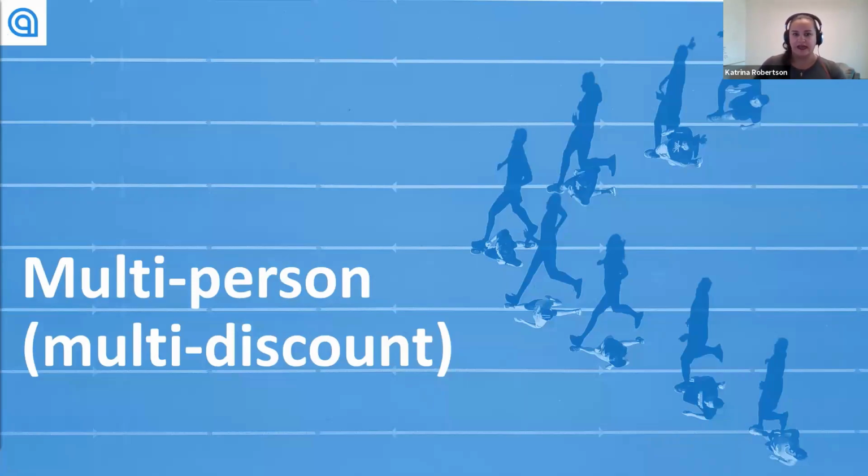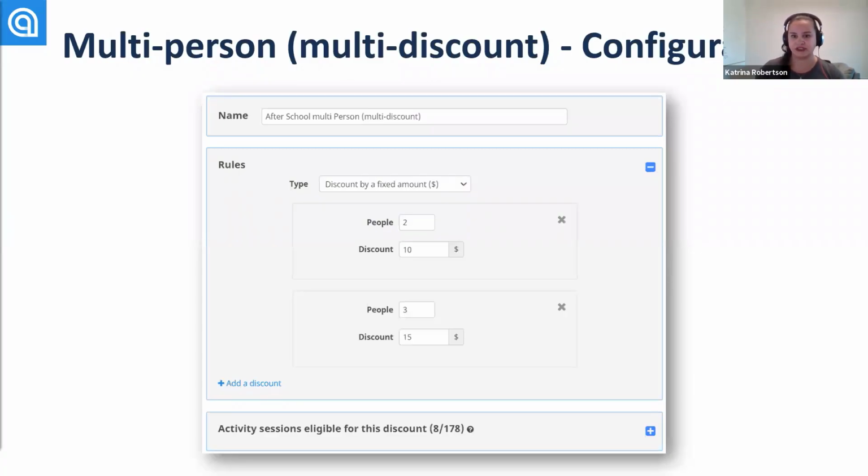So let's take a look now at the multi-person, multi-discount option. This particular discount is applied to all eligible participants on the same invoice once the requirements have been attained. So the rule applies to everyone who is set up within the settings of the discounts, and the first participant always pays full price. If there are additional participants who are added to the invoice outside of the rules set up, they will also pay full price as well.